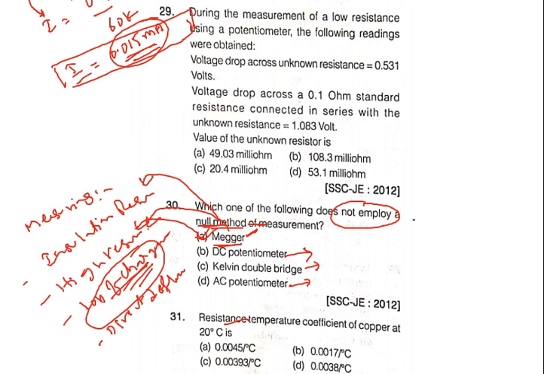Next one, resistance temperature coefficient of copper. Resistance temperature coefficient of copper at 20 degrees centigrade is 0.00393 per degree centigrade. For copper it is 0.00393 per degree centigrade. Very, very important regarding copper.